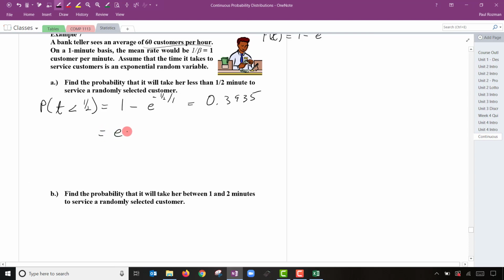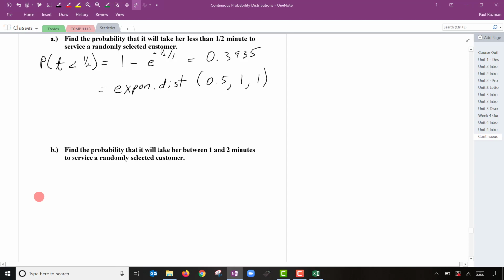It's expon.dist, and you input the 0.5 or the half, and then you put in, I think you have to put 1 over beta in. So in this case, it's 1. It's hard to see what beta and 1 over beta are both 1 in this case. And then cumulative, you get the same result.